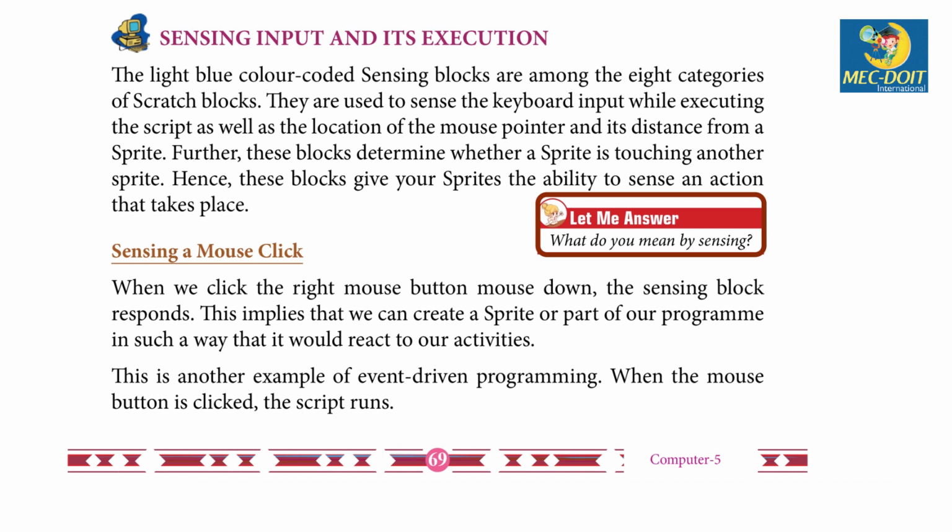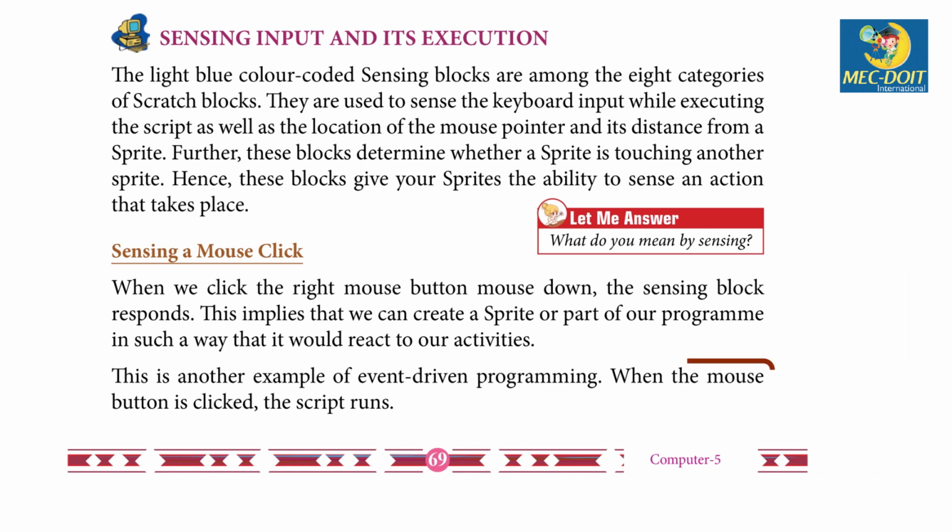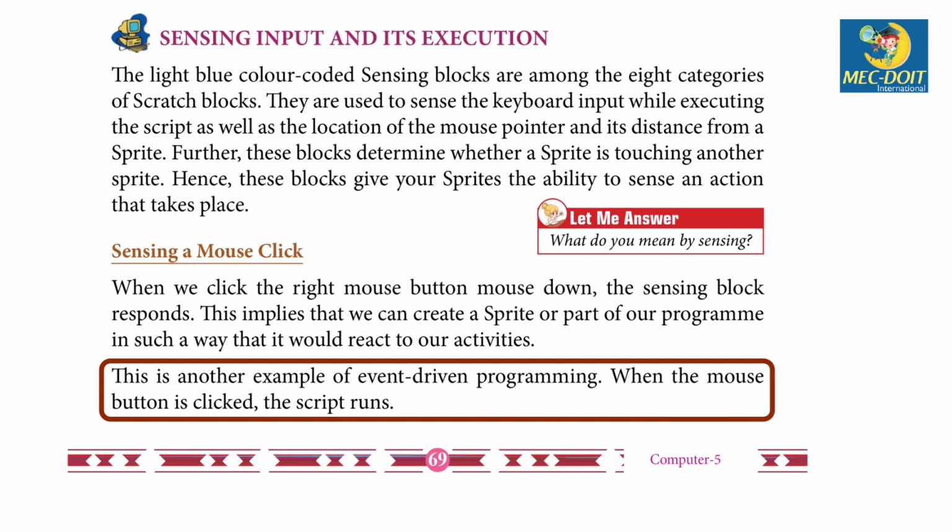Let me answer. What do you mean by sensing? Sensing a mouse click. When we click the mouse button, mouse down, the sensing block responds. This implies that we can create a sprite or part of our program in such a way that it would react to our activities. This is another example of event-driven programming. When the mouse button is clicked, the script runs.